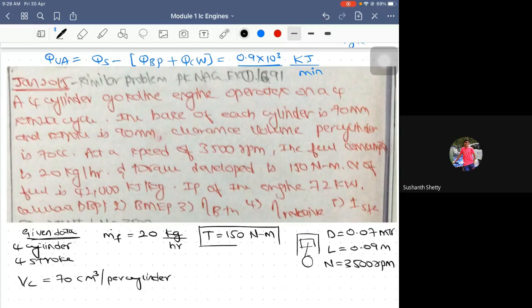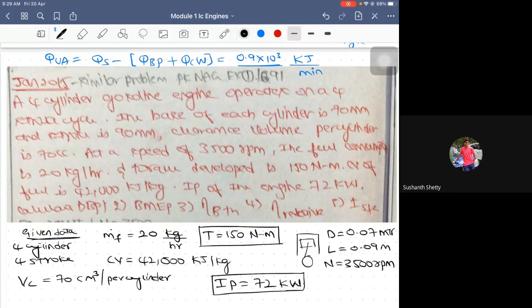That's great. Next, the CV of the fuel he has given. So calorific value of the fuel is 42,000 kilojoules per kg. So this is the value. Next is IP of the engine cylinder. Indicated power he has given. Indicated power is 72 kilowatts. So even indicated power he has given.